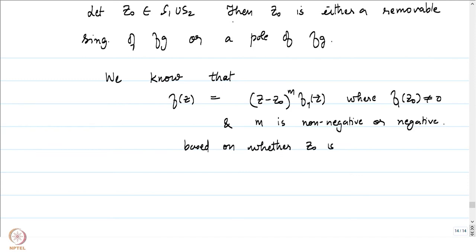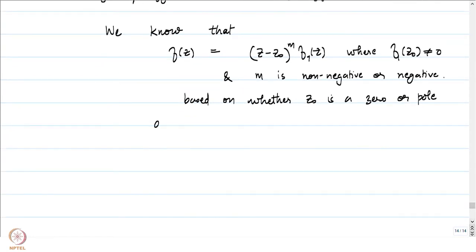Z0 is a zero or a pole, let me put it that way. In fact, M equal to 0 is allowed. In that case, Z0 is considered to be a zero of order 0. So that is also allowed. And what will happen to G of Z? G of Z is going to be equal to (Z minus Z0) to the power M2 times G1 of Z, where G1 of Z0 is not equal to 0. Let's call the first exponent M1 and the second one M2.